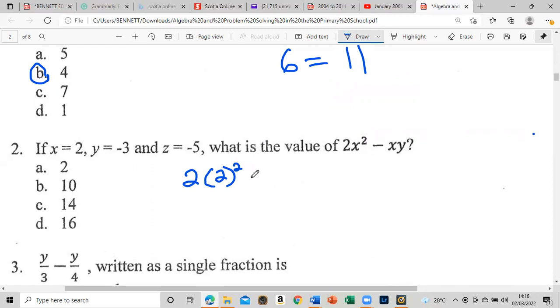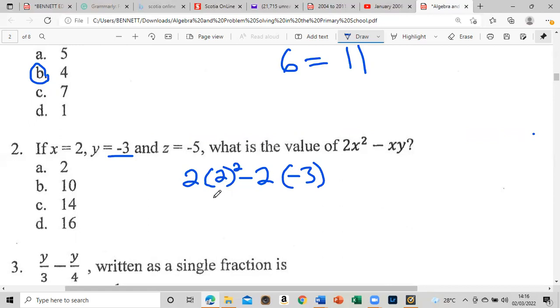Minus x times y, so that's 2 times -3. It's very important: we're not going to use the z value because they didn't give us z in this, so it's x and y. So square first, 2 times 2, that's 4. This is pretty straightforward. Negative times a negative, that's positive. So 2 times 3, that's 6. 2 times 4 is 8, plus 6 is equal to 14.